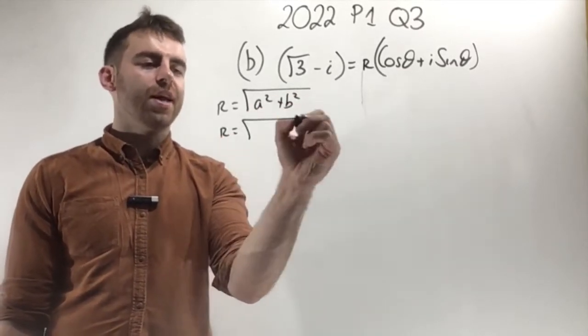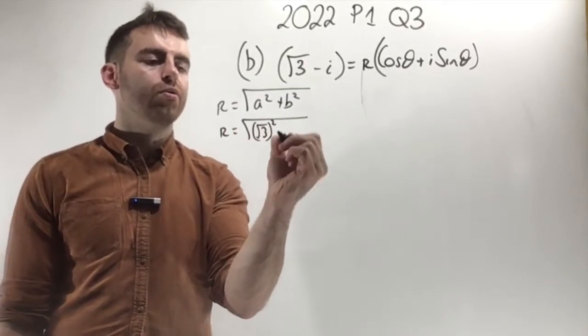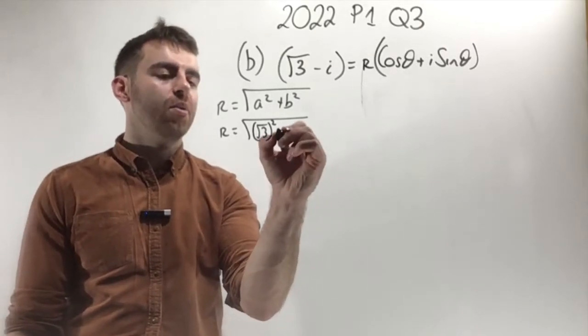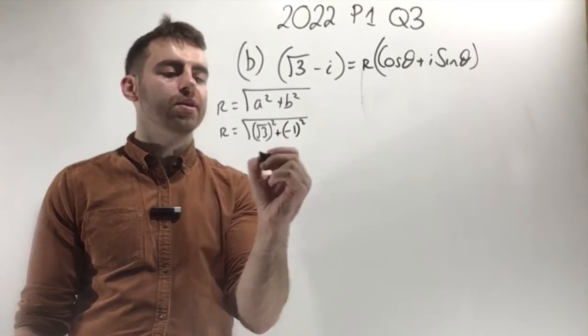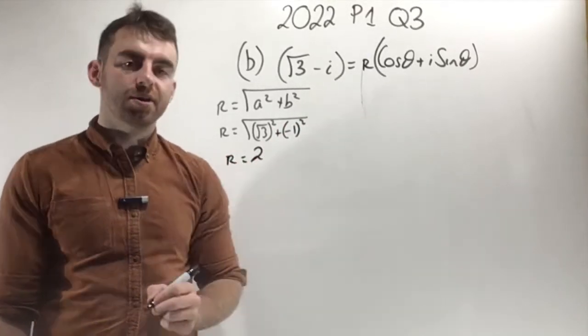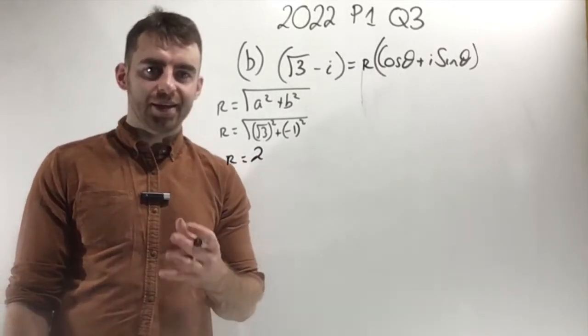And in this case, our a simply refers to the real value, which is root 3. So it's the square root of root 3 squared. And b is the coefficient of the i. In this case, it's minus 1. So it's root 3 squared plus minus 1 squared, all inside the square root. And if you plug that into your calculator, the modulus works out as 2. However, it's much more difficult for us to get theta, the argument.